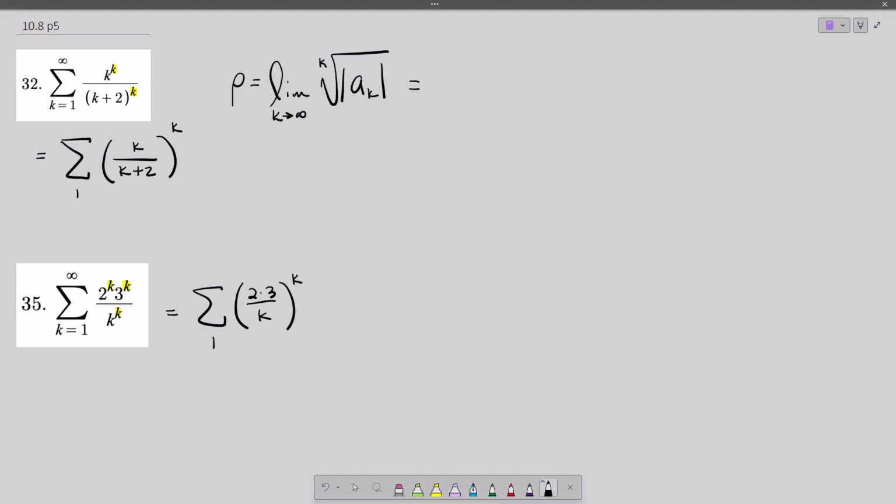The first thing we notice is that it doesn't really matter that we put absolute value because everything is positive already. So we don't need the absolute value. So when we come down here and we take the kth root of this quantity to the kth, it just takes away the power. So this is going to be the limit as k goes to infinity of k over k plus 2.